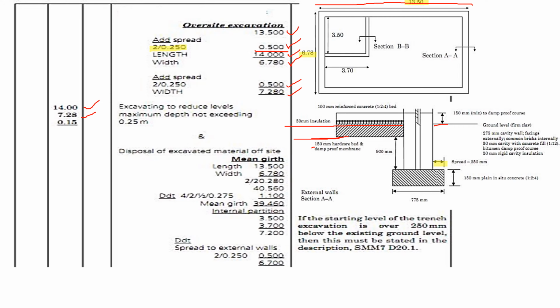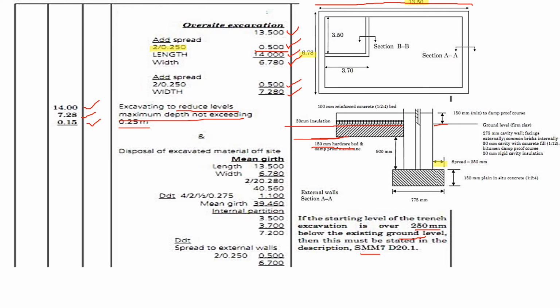And we are told it is 150 millimeters hardcore bed, so we shall reduce by 0.15. Excavating in reduced level, maximum depth not exceeding 0.25. Why are we writing 0.25? Because in SMM7, we are told if the starting level of the trench excavation is over 250 millimeters below the existing ground level, then it must be stated in the description. If it is not above 250 millimeters, we shall write not exceeding 0.25.